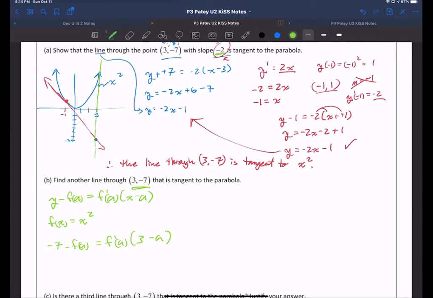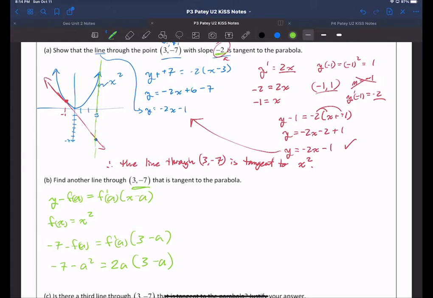Now I can start plugging some stuff in, because we know what this guy is, and we know what this guy is. And then we could find out what the a is. This guy is x squared, so we just plug in the a and rewrite it. It would look like this: -7 minus a squared. We also know what this guy looks like. He's up here, so that would be 2a. And then we have 3 minus a. So now that looks like something we can solve.